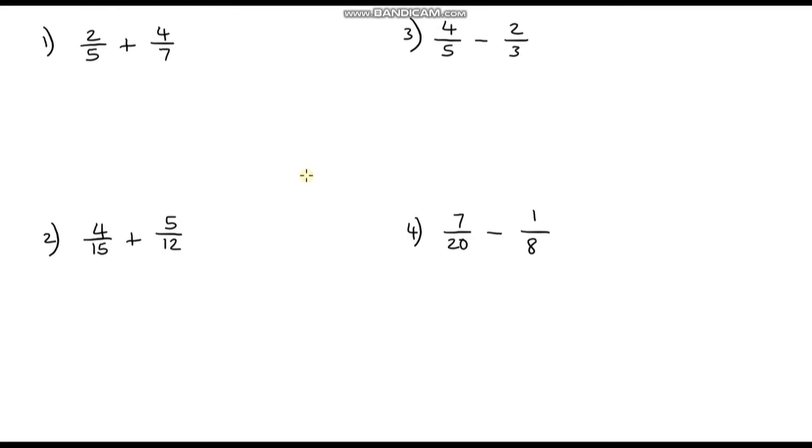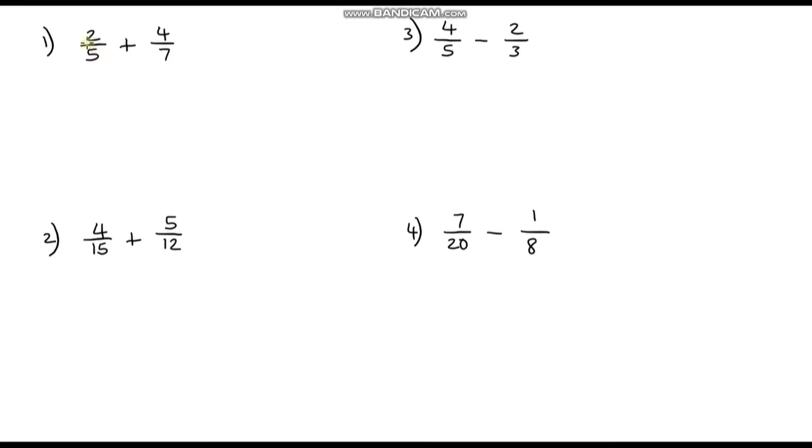Okay, so it's your turn now. Pause the video and see if you can evaluate these 4 expressions. And remember, the first step is finding the lowest common multiple of both numbers and then using that as your denominator for both fractions. Off you go. Okay, so let's go through this together now.